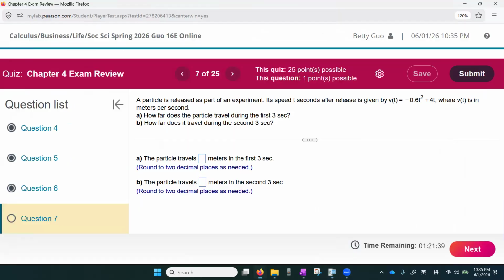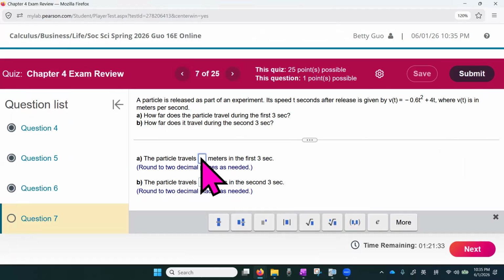12.6. Let's think about it, does the result make sense? The particle is released, so it's a free fall for 3 seconds, 12.6 meters. That makes sense. It's reasonable. Round to 2 decimal places is needed.